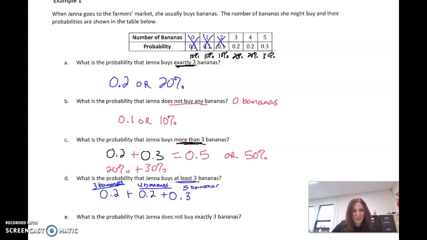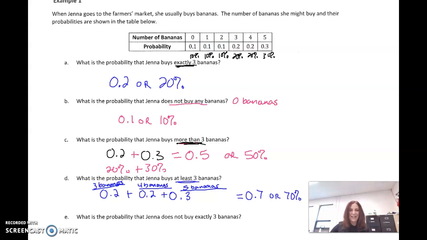If you understand it, you don't necessarily have to write it down, but that's where these three things are coming from. You add that all together, 3, 4, 5, 6, 7. That ends up being 0.7, 7/10, or 70%. Okay, so what is the probability that she does not buy exactly 3?